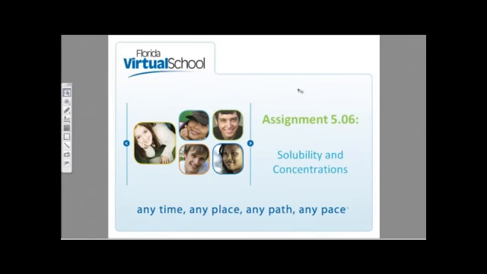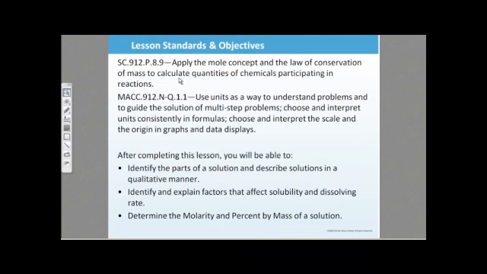Hello and welcome to the live lesson, if you will, for 5.06 Solubility and Concentrations. In this lesson we're going to talk through the different concepts in the lesson that you need to understand, and then at the end we'll look at some practice problems in regards to the math aspects of this lesson.